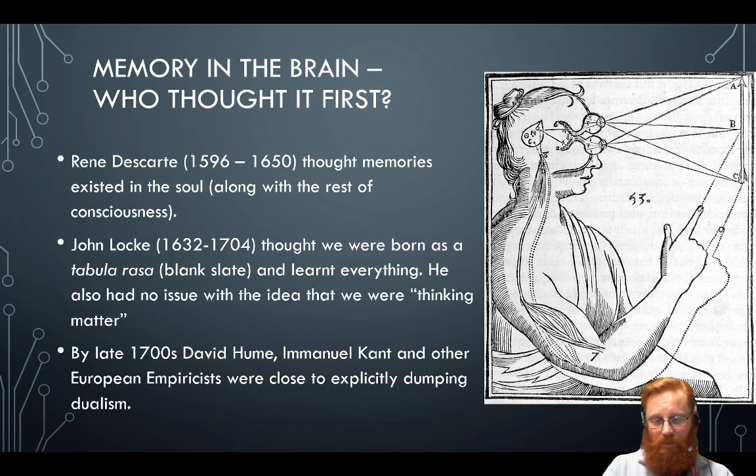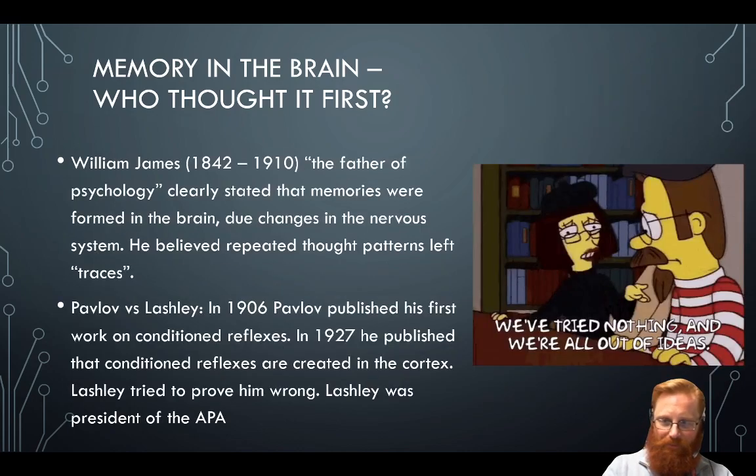So William James, as far as I know, is the first person to clearly state that memories were formed in the brain. He may not have literally been the first. William James is, they say, the father of psychology, the father of American psychology, certainly, right? He considered himself a philosopher, but his students considered themselves psychologists. And he believed that repeated patterns left traces in the brain, and that these traces were memories.